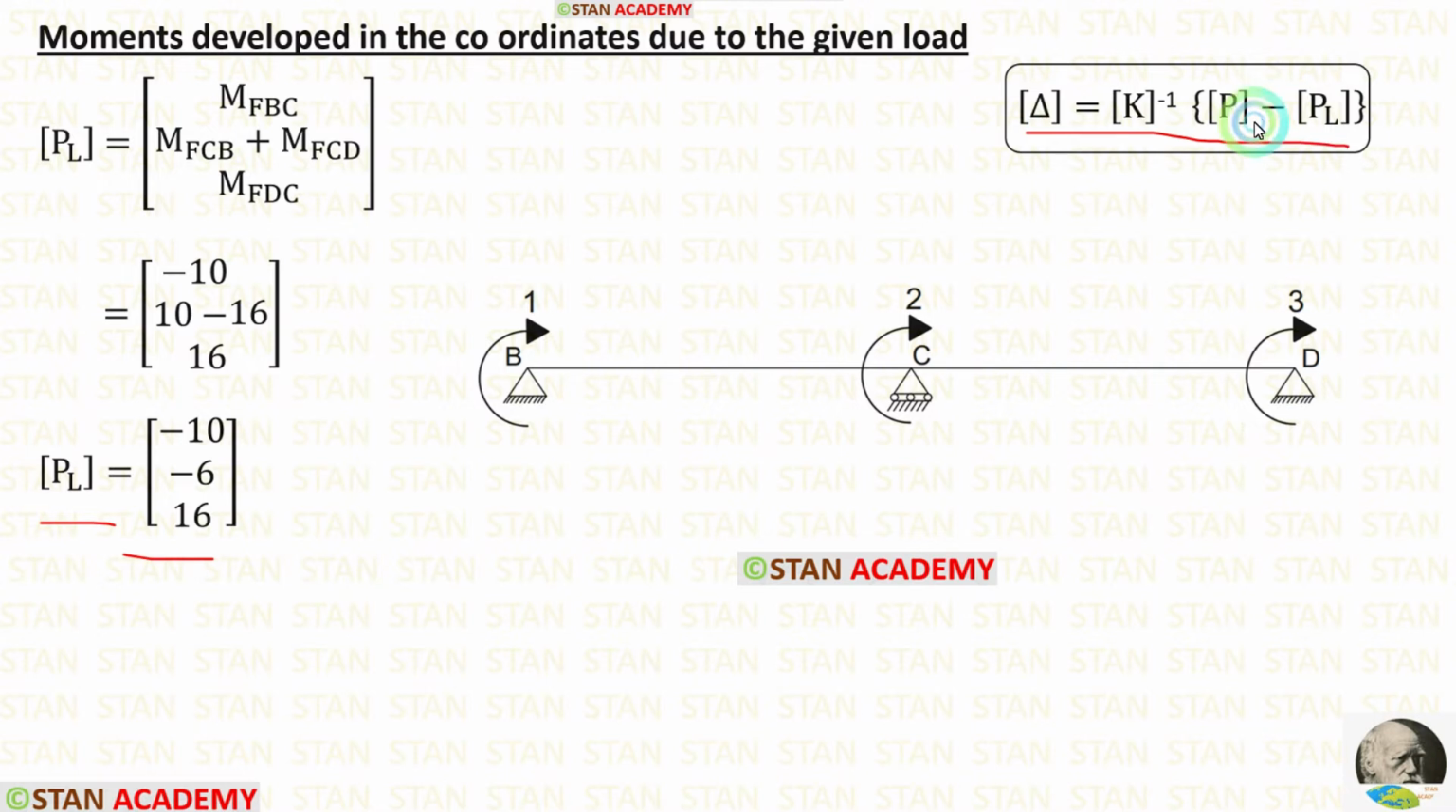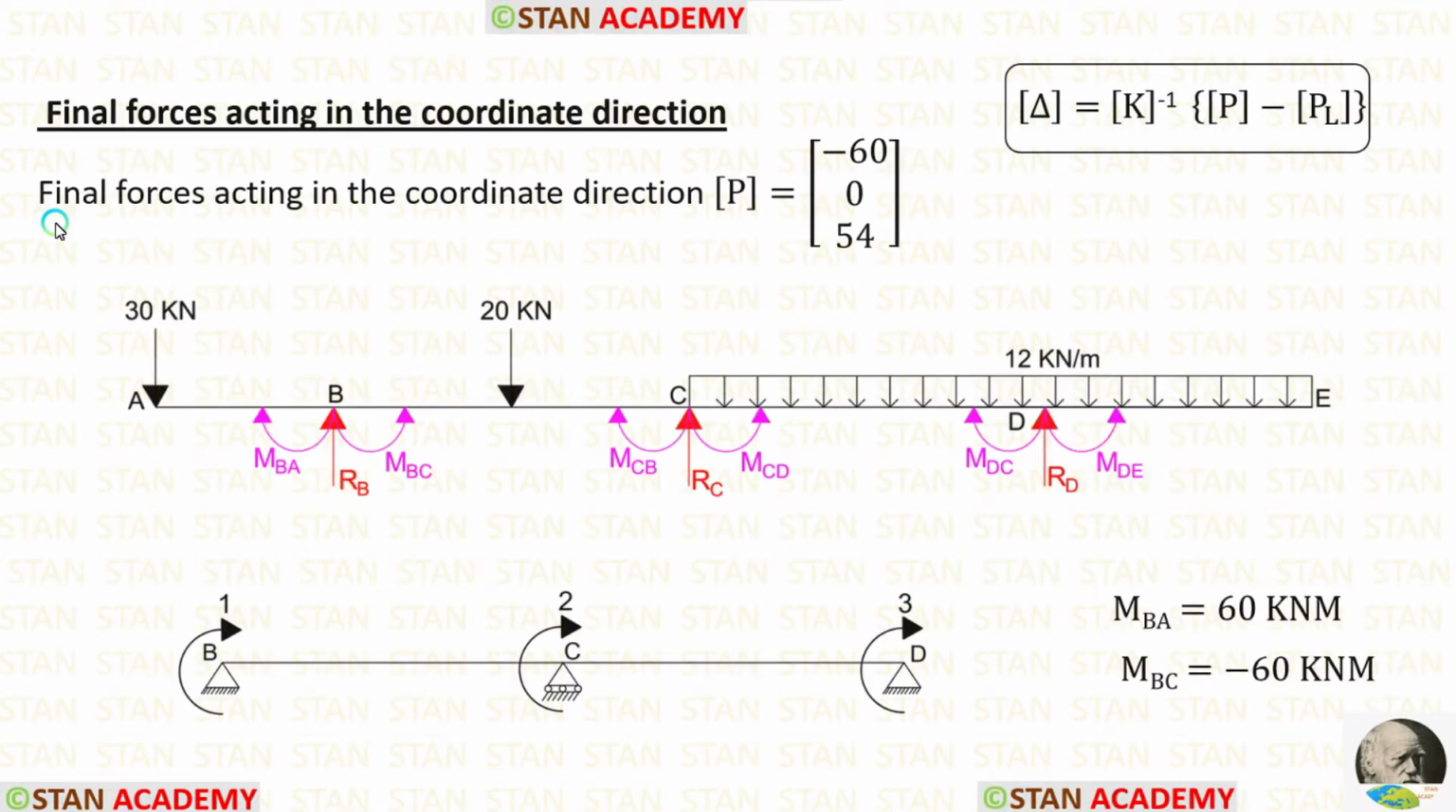In this formula, now let us make the P matrix. We know that P matrix is the final forces or moments acting in the coordinate direction. P matrix should be calculated in the order first from the first coordinate, then from the second coordinate, finally from the third coordinate. Let us take the first coordinate. In the joint B, we have calculated 2 final moments, MBA and MBC.